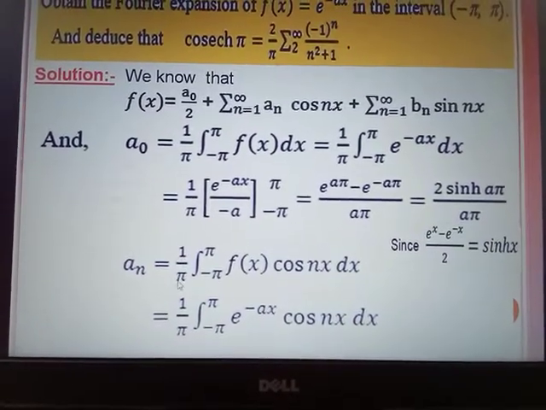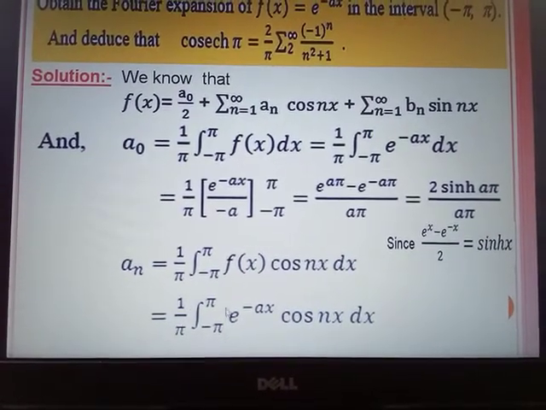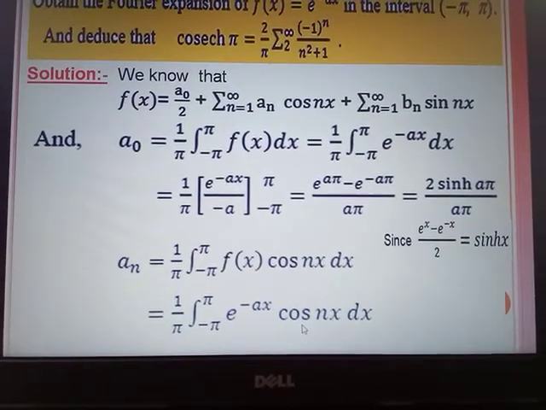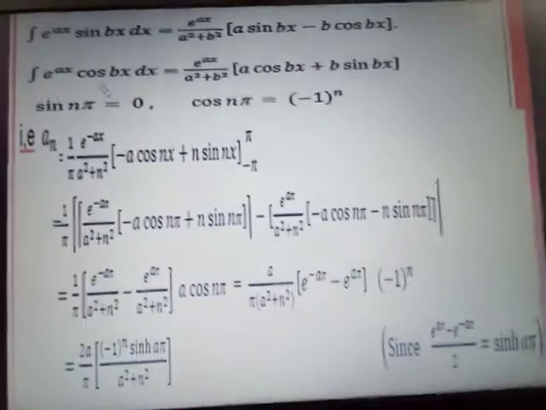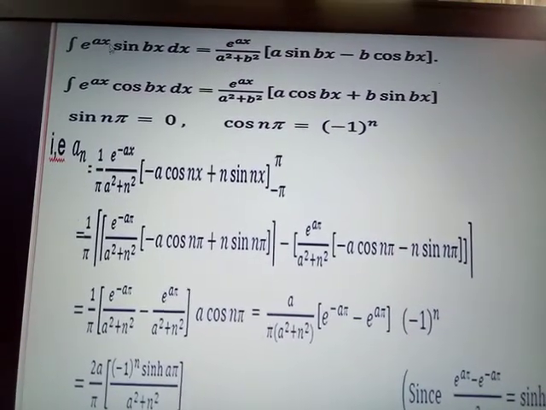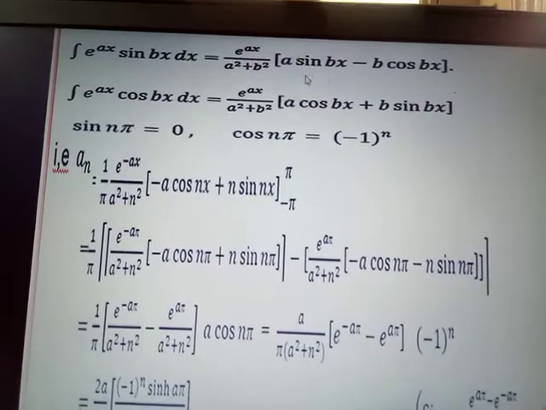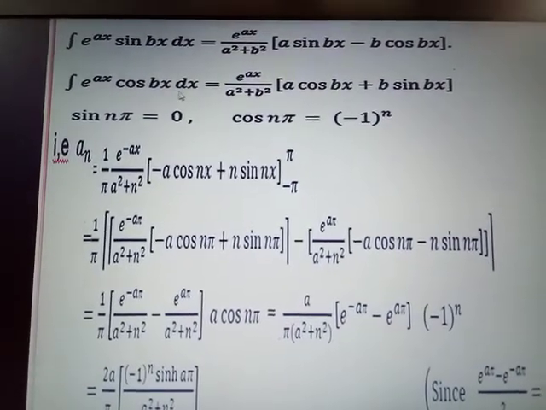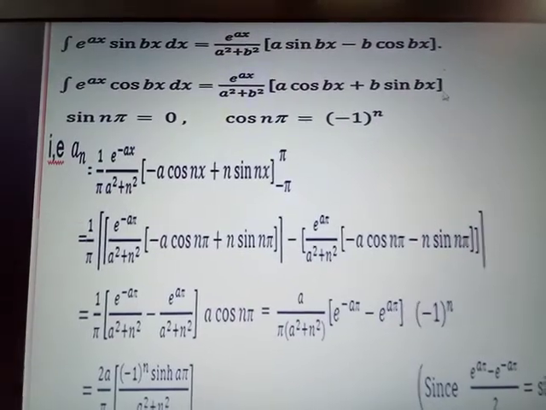Next, a n is equal to 1 by pi integration from minus pi to pi f of x cos nx dx, which is equal to 1 by pi integration from minus pi to pi e raised to minus ax cos nx dx. Again, we have to use one result to solve this integration. As I already gave this important result, we have to use it here. Integration of e raised to ax sin bx dx is e raised to ax divided by a square plus b square into a sin bx minus b cos bx, and integration of e raised to ax into cos bx dx is equal to e raised to ax divided by a square plus b square into a cos bx plus b sin bx.